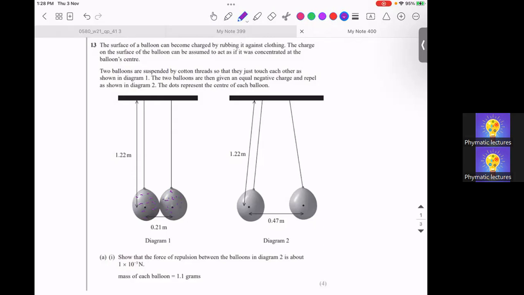The two balloons are then given an equal negative charge and repel as shown in the diagram. The dot represents the center of the balloon. So initially it was not charged, so the distance between the centers is 0.21. Now once it gets mutual repulsion, it is shifted, correct?